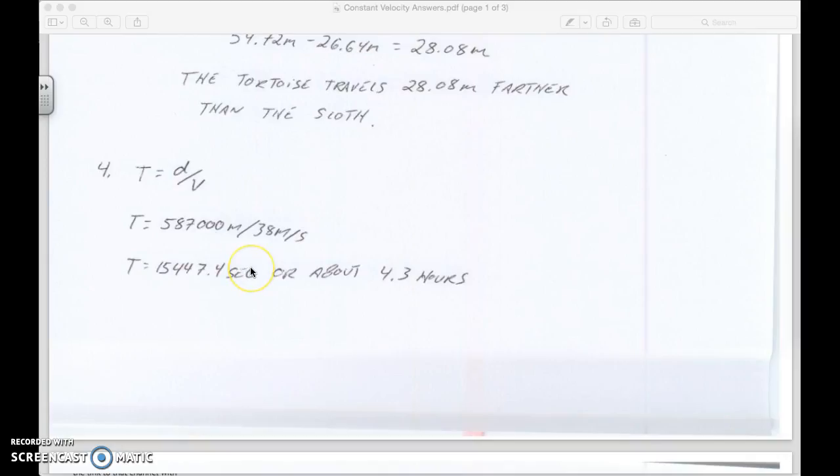15,447.4 seconds. We don't normally count things in terms of thousands of seconds, so if you convert that to a time that makes a little bit more sense to us, it's a little over 4 hours, 4.3 hours to be exact.